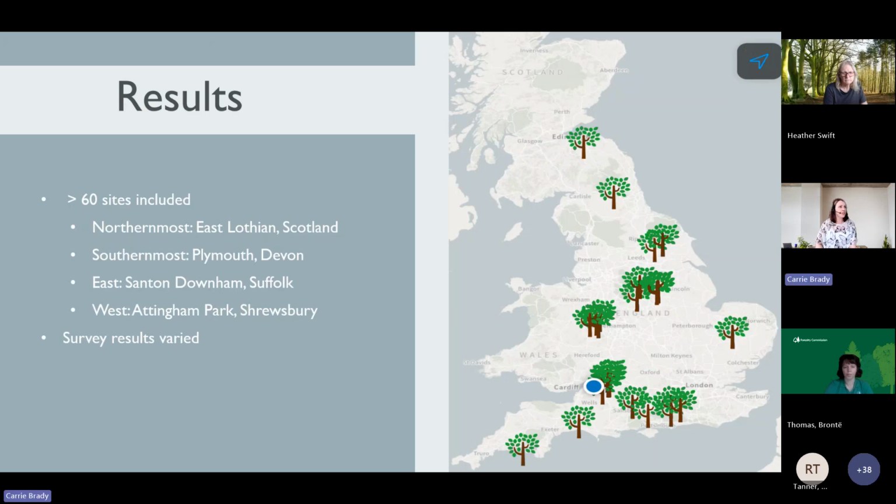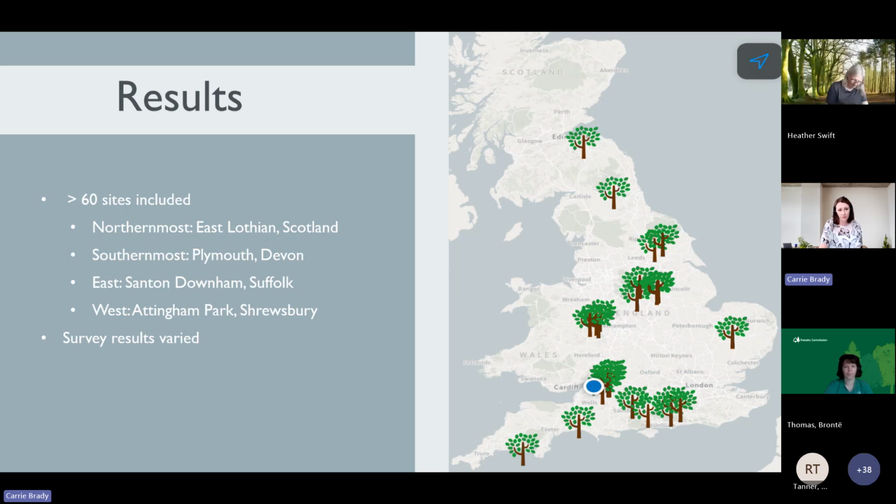So just some results from the survey. This is, I think, a map from last year. So at that point, we had more than 60 sites included. I do know this number is higher because we're still receiving reports this year, which is lovely. I'm taking note of these, and Helena will plot them later.